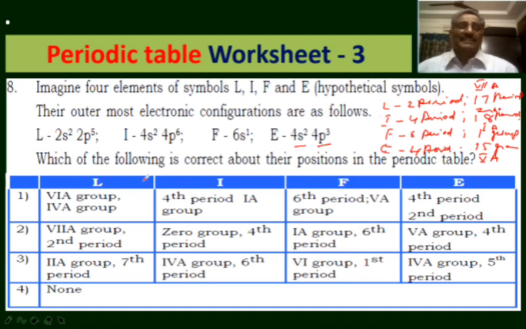7th A group and second period. So it is the second option. For L, which group? 18th group, and that is 0th group or 18th group and 4th period. Next one is first A group and 6th period. Next one is 5th A group and 4th period. So second option is the right option here.